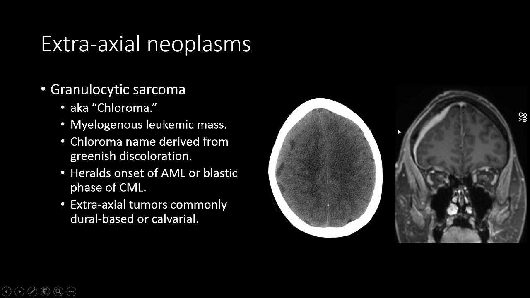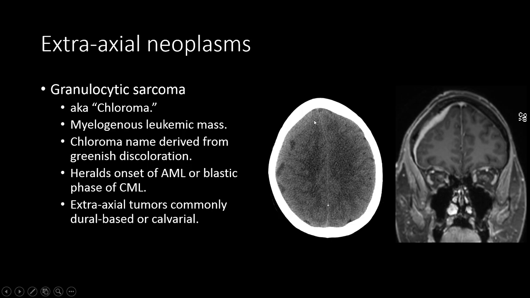So this was an example of chloroma in a young patient with leukemia. There was a hyperdense extraaxial dural-based mass. On the non-contrast CT, the hyperdensity likely reflected the high cellularity of this chloroma, and there was diffuse contrast enhancement of this dural-based chloroma as well.